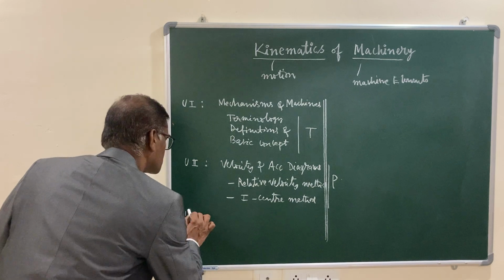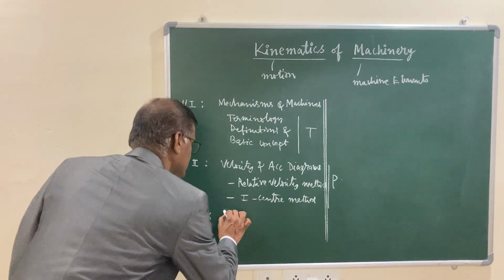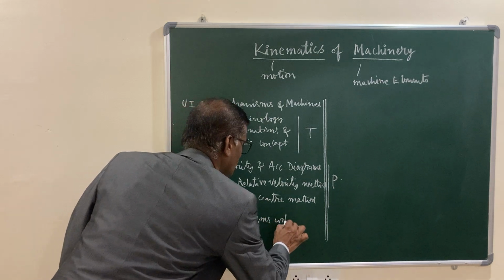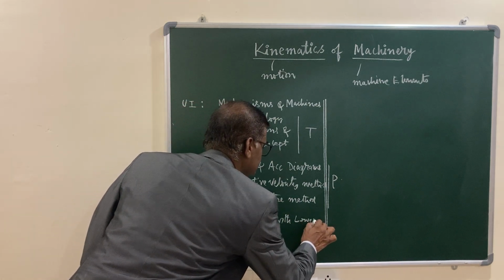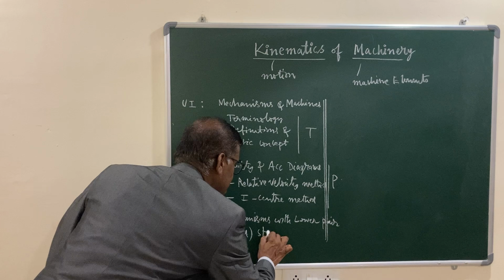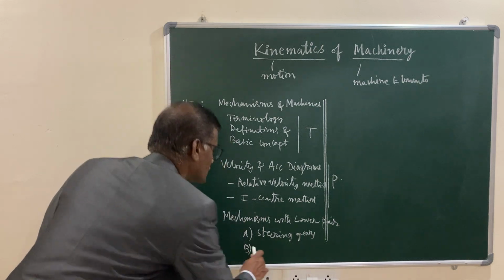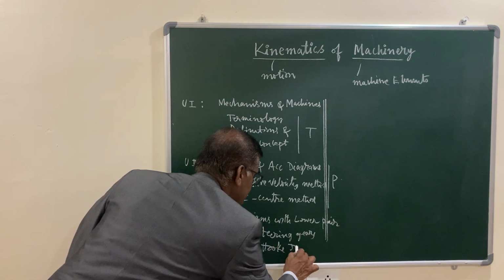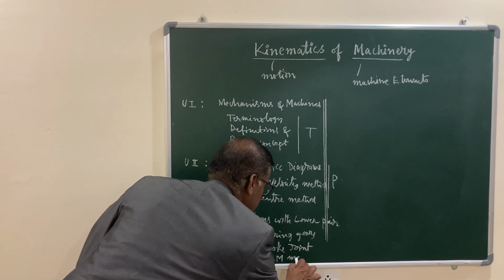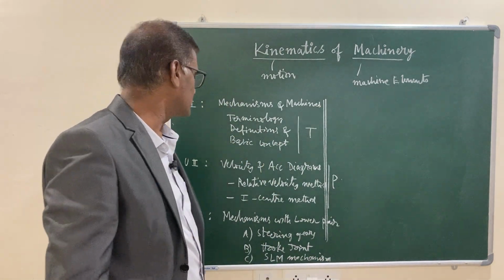And let us look at unit 3. The title of the unit is mechanisms with lower pairs. In this you have steering gears, the second topic is hook joint, and the third topic is straight line motion mechanisms. You have three topics in this, all connected with lower pairs.